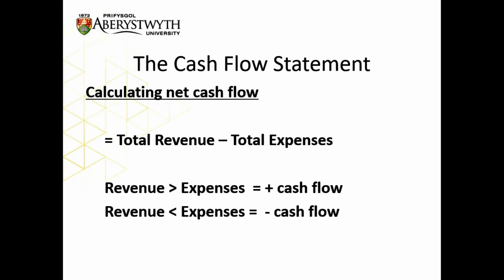So if revenue is more than expenses, we've got more than enough money to cover our costs, so we'd have cash left over. If we don't have enough revenue to cover our expenses, we go into negative cash flow, often seen as an overdraft on the bank statement.